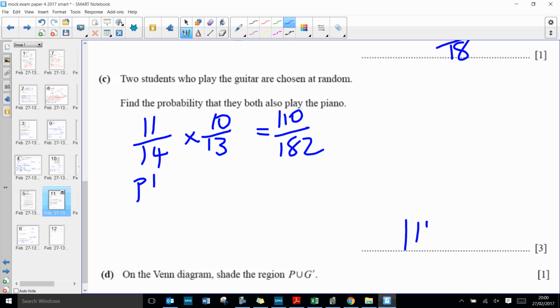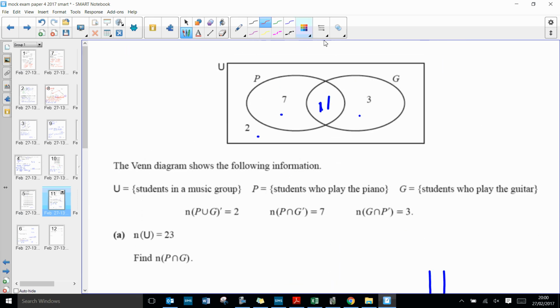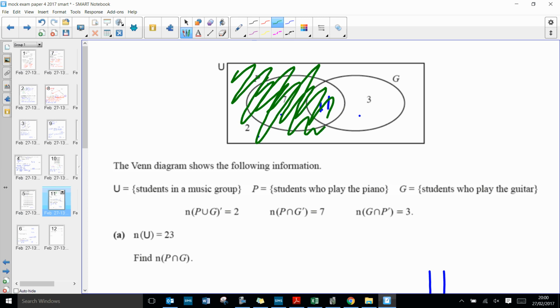On the Venn diagram, shade P union G dash. So P union G dash. So we would shade all of P. And then we would shade G dash. Done.